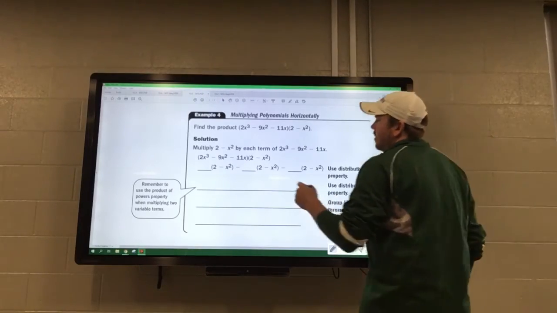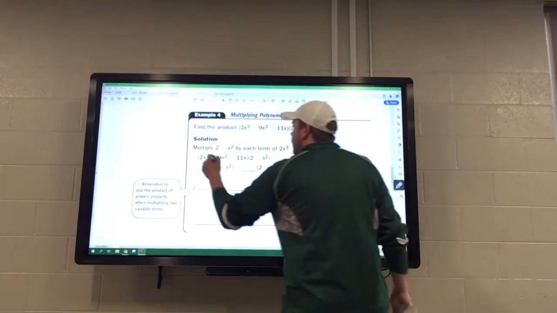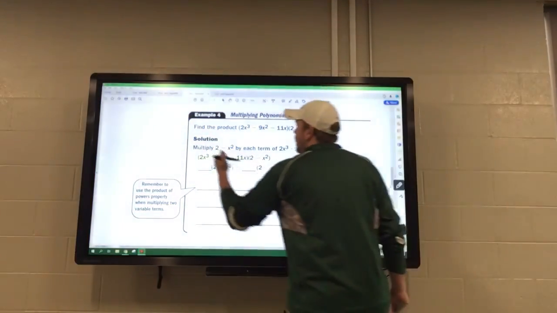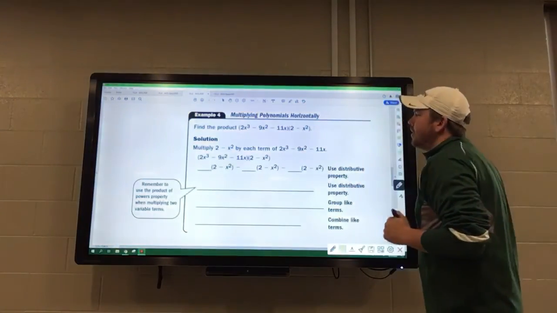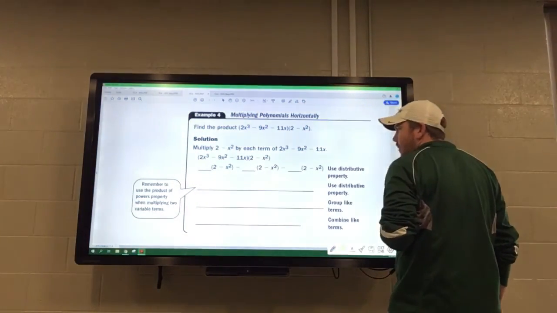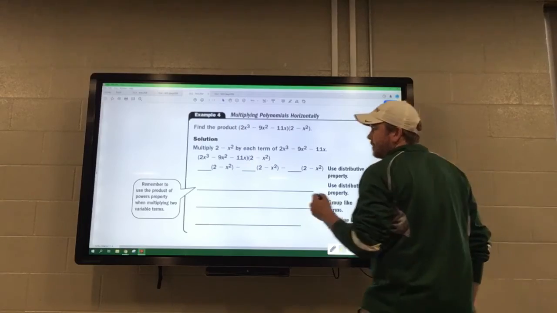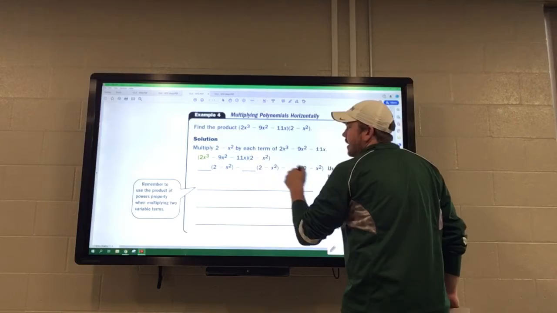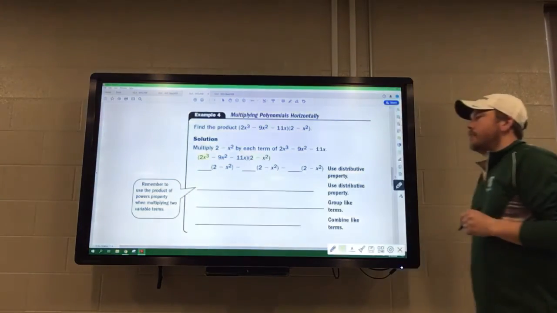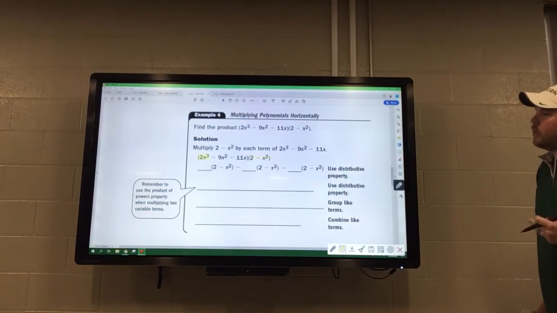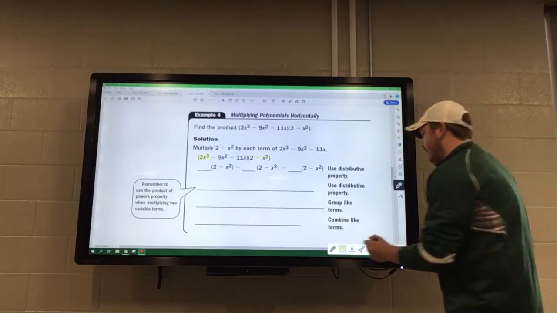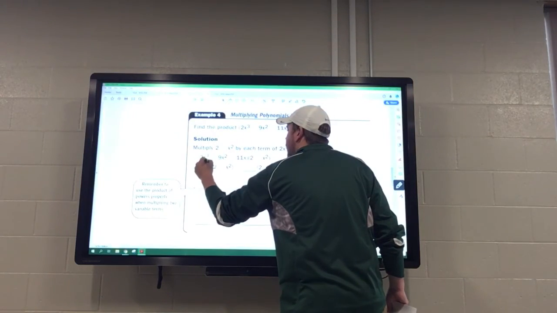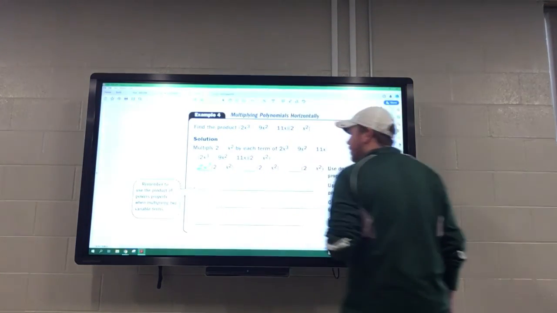We're going to take our 2x cubed minus 9x squared minus 11x. Let's actually do 3 different colors there. We're going to multiply that by 2 minus x squared. Here's how we do it. Take your first term and multiply it by everything in the second grouping. So we're going to take the first term of our trinomial and multiply it by everything in the binomial. So that means I'm going to do 2x cubed and multiply that by 2 minus x squared.